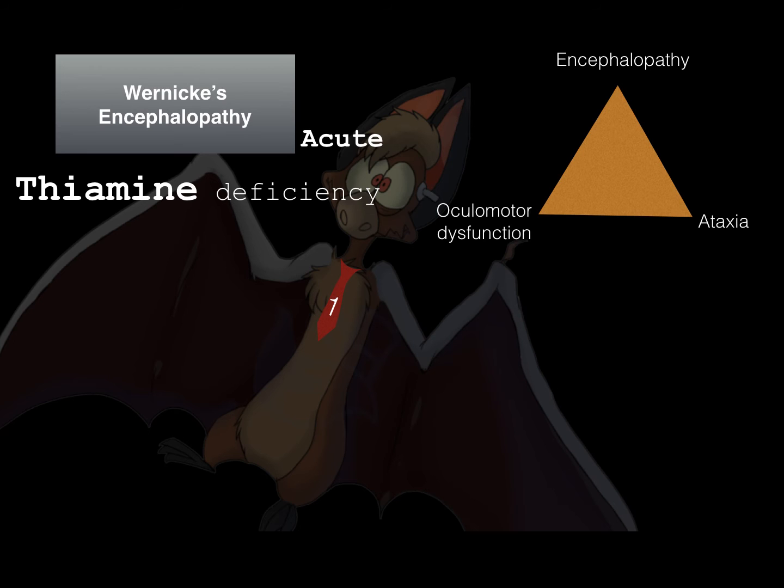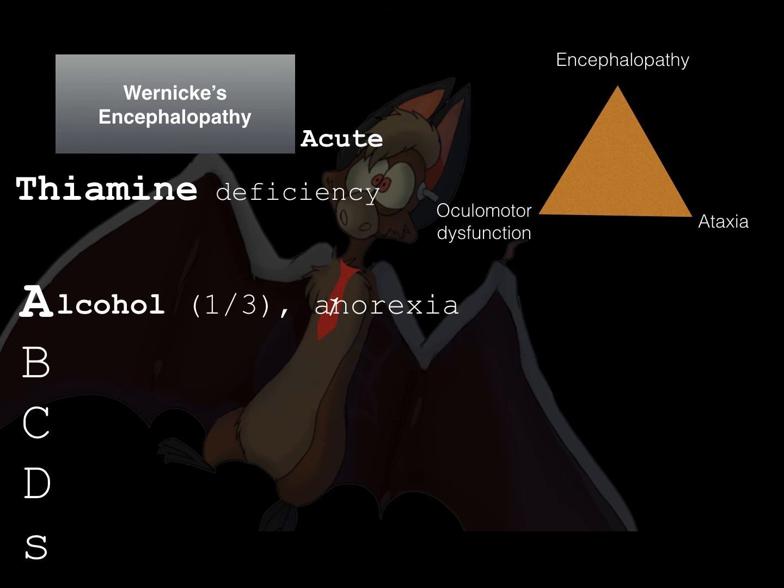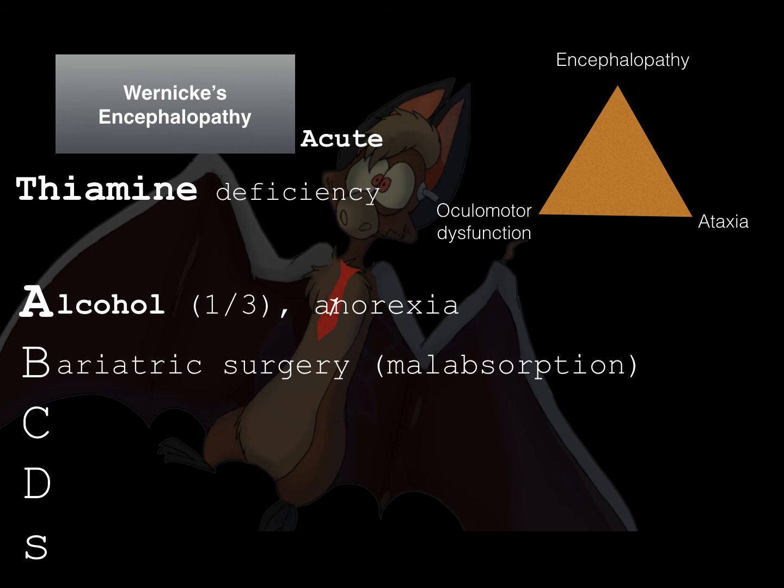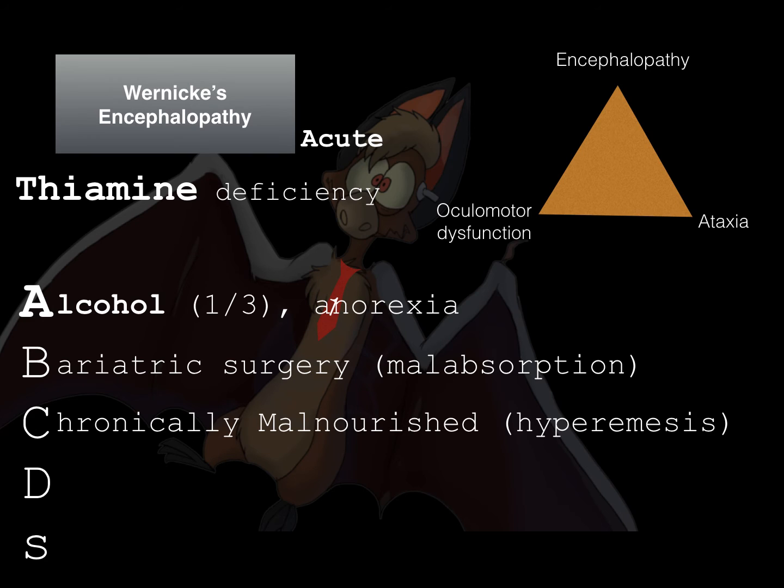And this is associated with encephalopathy, oculomotor dysfunction, so usually nystagmus, and ataxia, or imbalance. And some of these people will come in saying, I'm dizzy. Okay? The people who get this are easy to remember by your ABCDs. So alcoholics make up a third of these that we know of. Anorexics can have this. Bariatric surgeries can cause this because of malabsorption. You don't get the vitamins you need, so you don't get your B1. Okay, chronically malnourished, so like hyperemesis gravidarum, pregnant ladies.